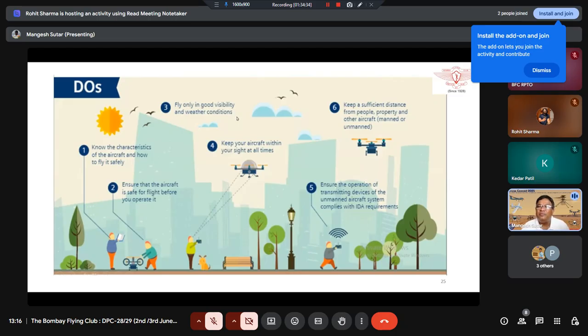So when we are flying, we are six people flying the drones. Every two people will form a team, so you will be a pilot and co-pilot to each other. For example, let's say Rohit and Akshay are a team. When Rohit is flying the drone, he will be the pilot and Akshay will be the co-pilot to him. And when Akshay is flying the drone, Akshay will be the pilot and Rohit will be the co-pilot.